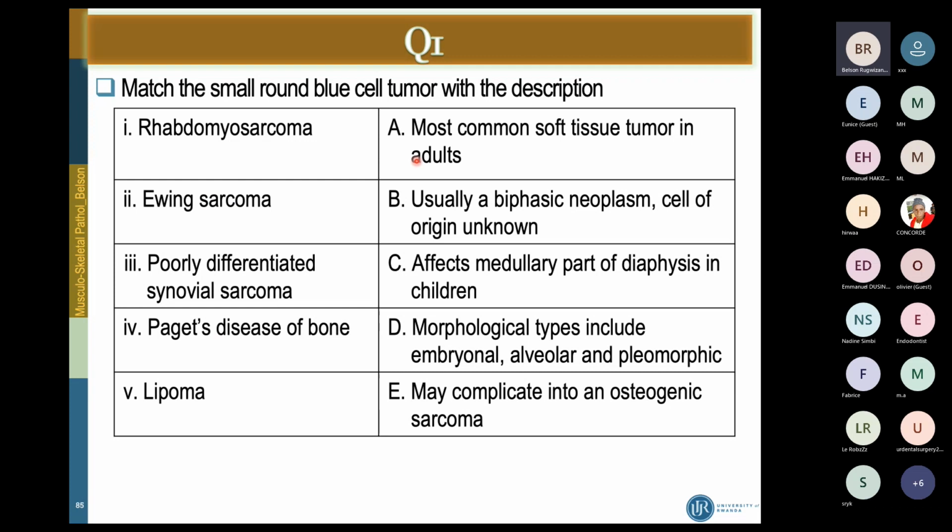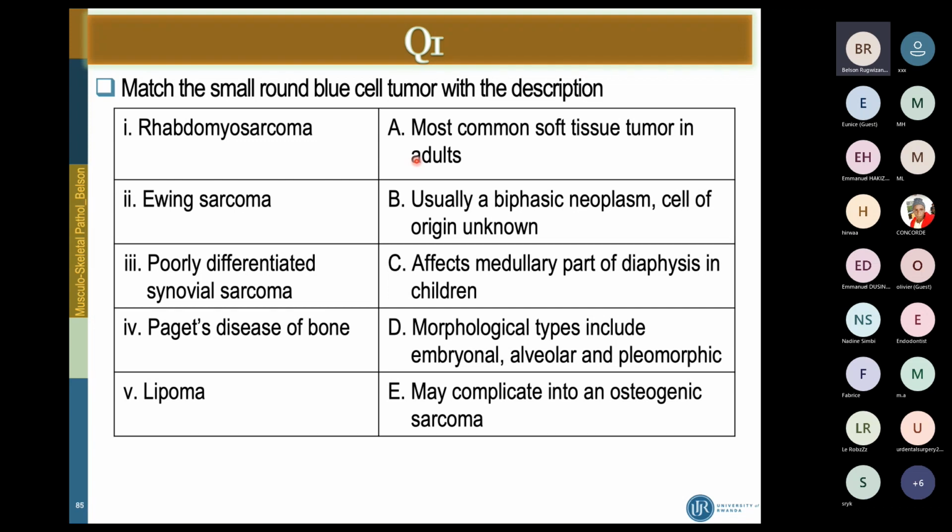Okay, we go to 3. Poorly differentiated synovial sarcoma. Characteristics of synovial sarcoma here. I think you have not forgotten it, and we saw it last time. I'd say B. Okay, so the cell of origin is not known, and it is usually near the joints, having an epiphyseal and a spindle cell pattern.